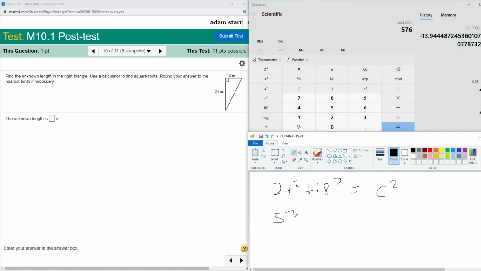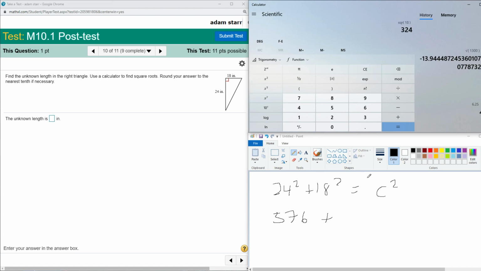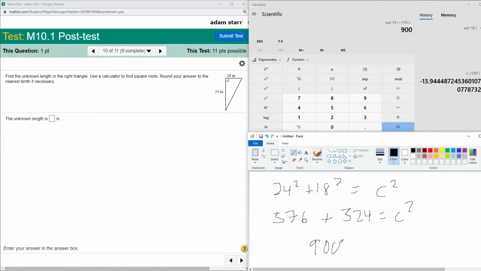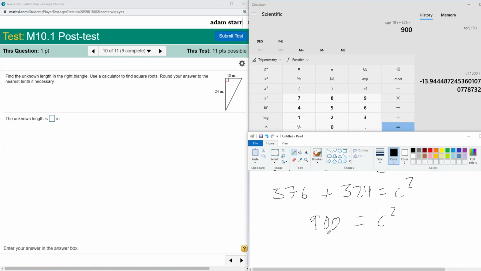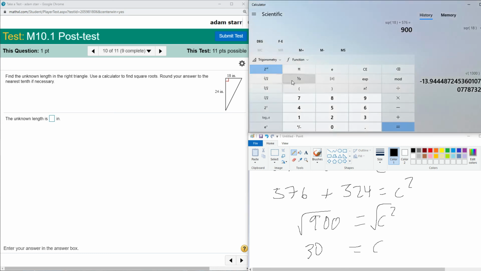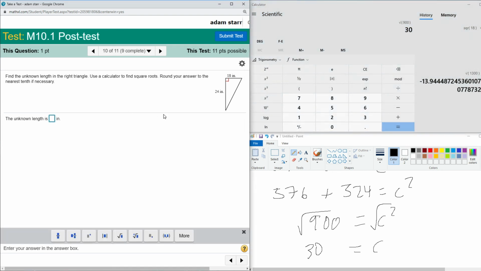24 squared is 576. 18 squared is 324. Add those up. 324 plus 576 is 900. To solve for c, we're going to have to square root both sides. And the square root of 900 is 30. You can always double check in the calculator. Square root of 900 is 30. So the unknown length is my hypotenuse, and it will be 30 inches.